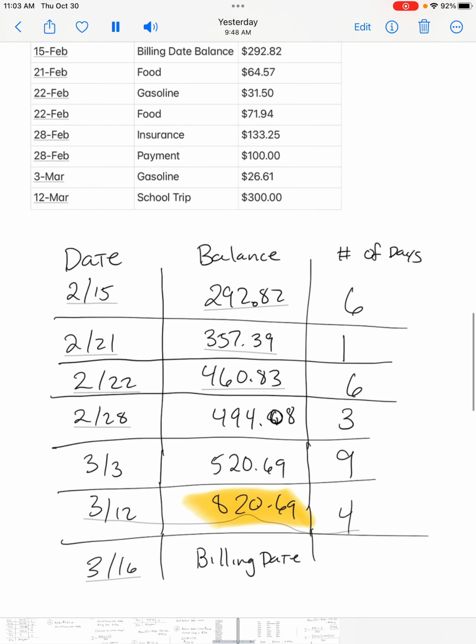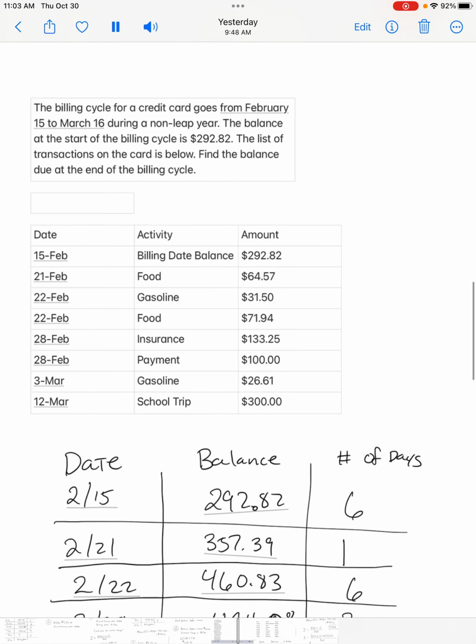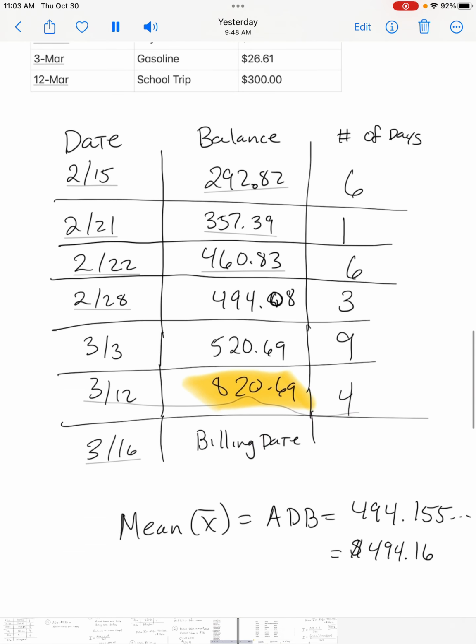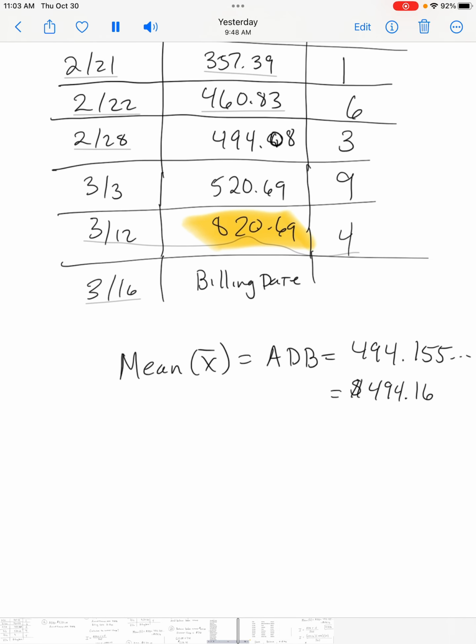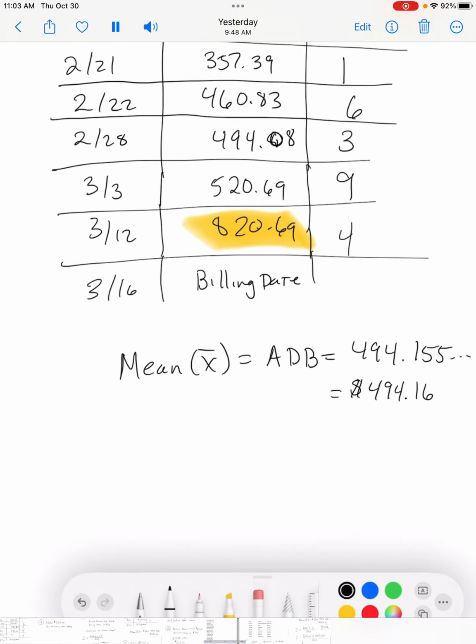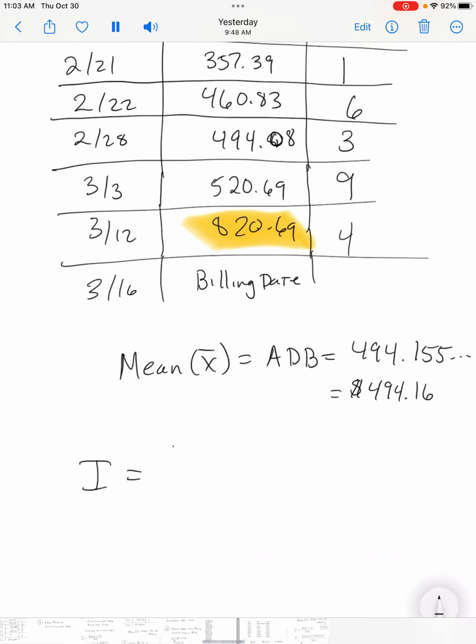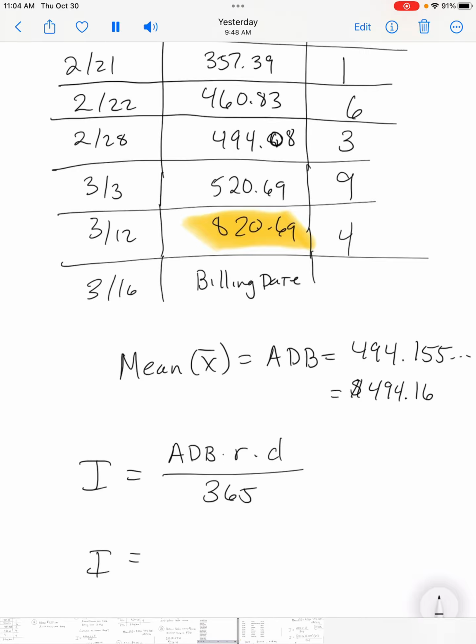So how do they word it? The balance due at the end of the billing cycle. That's going to be the balance owed, $820.69, plus any interest owed. So you're going to go through all this same work and come up with $494.16. Then you have two remaining steps. Your first step is the interest, which is the average daily balance times the rate times the number of days, all divided by 365.